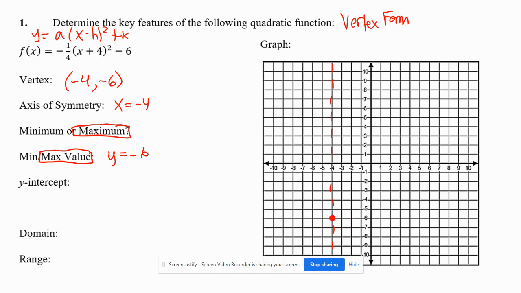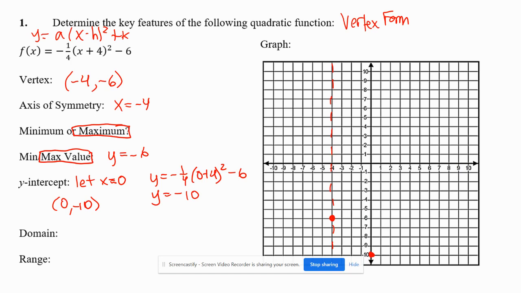Your y-intercept, for this one, we just have to let x equal 0. Because if it's going to cross the y-axis, that means there's no left to right movement. It's directly on the y-axis. So if we plug that in, we have y equals negative 1/4 times 0 plus 4 squared minus 6. You could put that all into your calculator at once. If you do so correctly, you should get a y value of negative 10, which tells you that the y-intercept is at 0, negative 10. So we can plot that point too. 0, negative 10 would be right here.